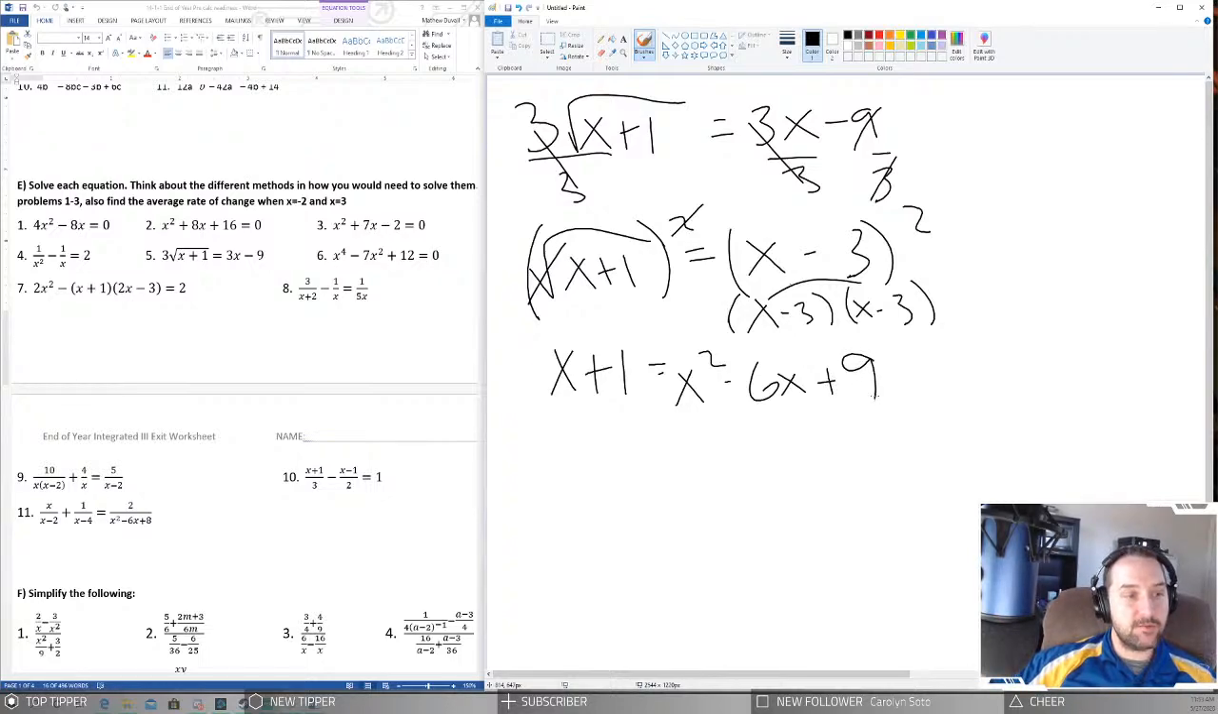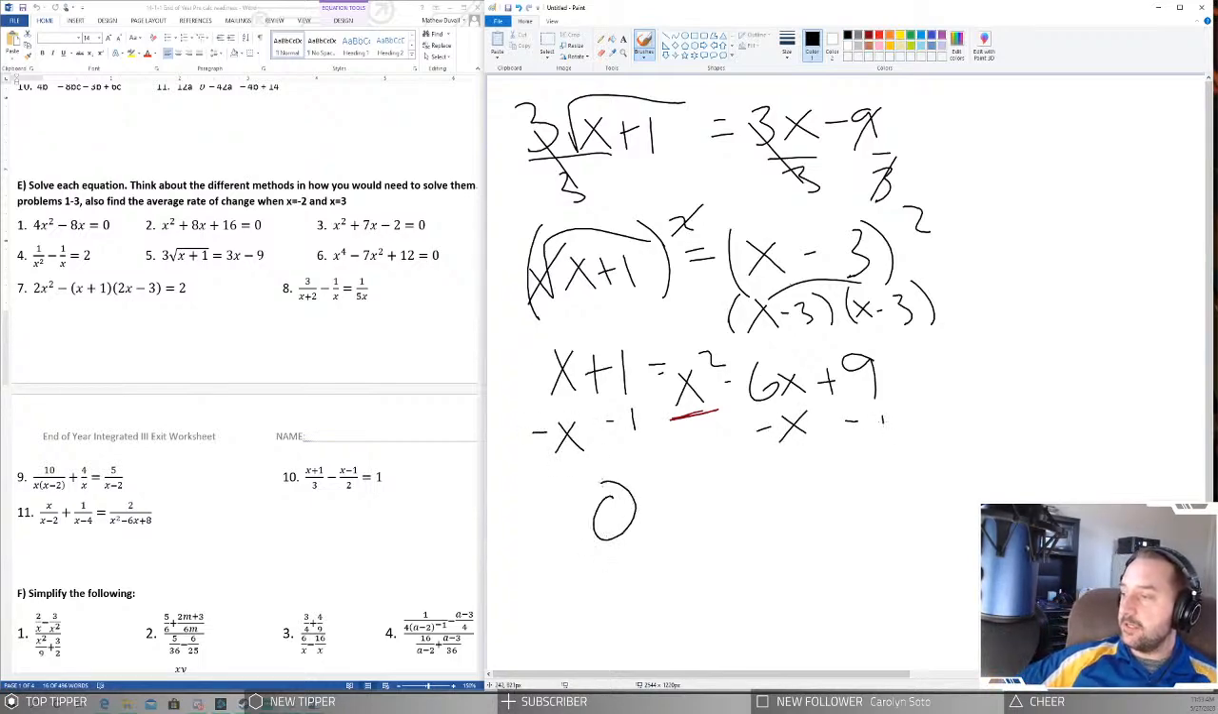So now I just want to examine what type of equation it is. It's quadratic because I have an x squared. So the way that we solve quadratic equations is by setting it equal to 0. So I'm going to minus x on both sides, minus 1 on both sides. So you're going to get 0 equals x squared minus 7x plus 8.